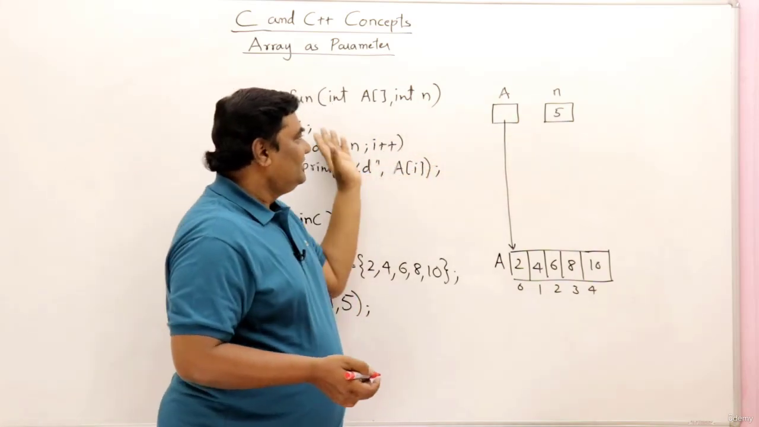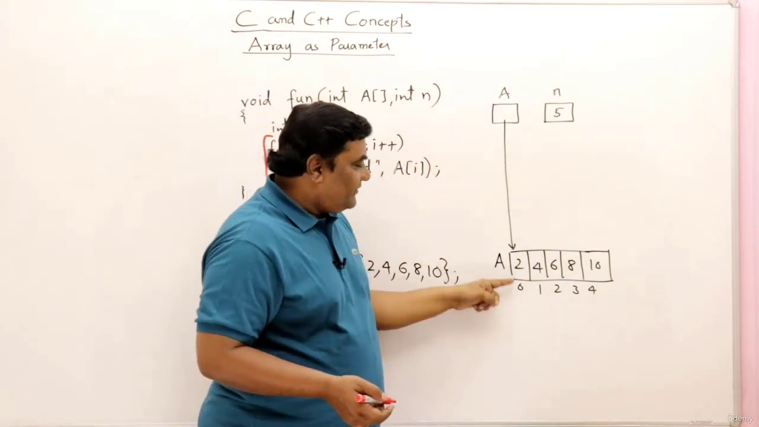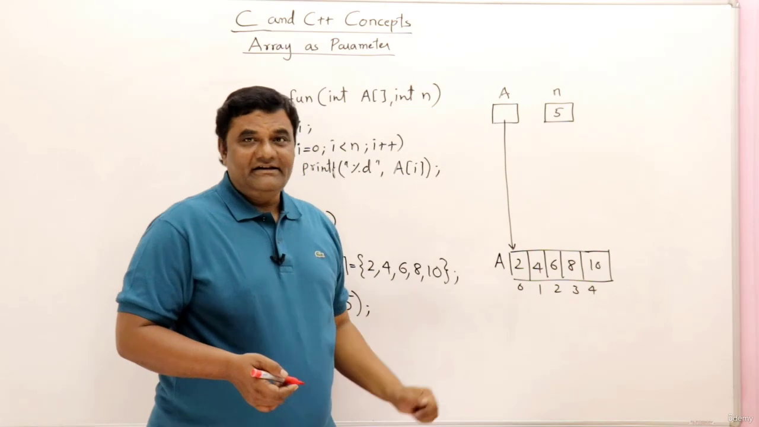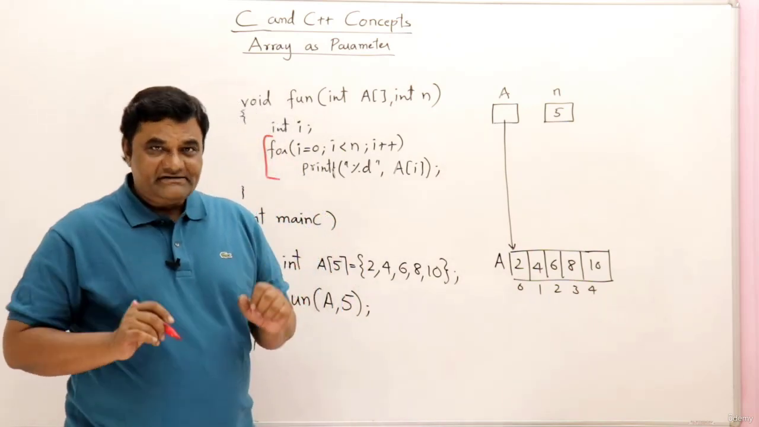So this is its own local variable n. So the value 5 is copied in this one, and the address of A is copied in this one. So that function is directly accessing this array, right? So arrays are only passed by addresses.